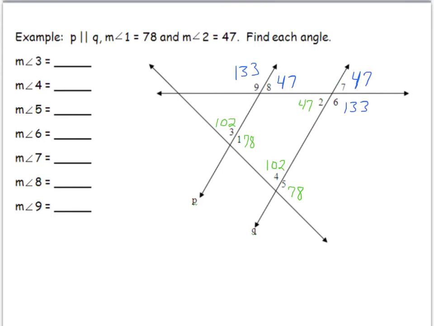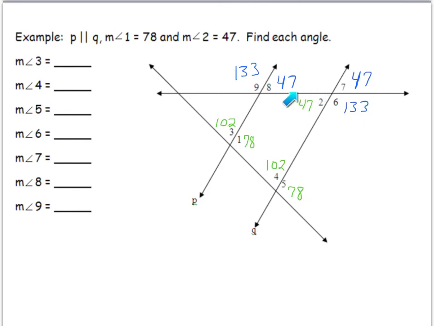So I filled in my diagram and I started off with this angle 2 over here, and it was 47, which was given to us. I realized that angles 2 and 7 were vertical, so they would be the same exact measurement. Next, 2 and 6 form a linear pair, therefore they are supplementary, so I knew that angle 6 had to be 133 degrees.